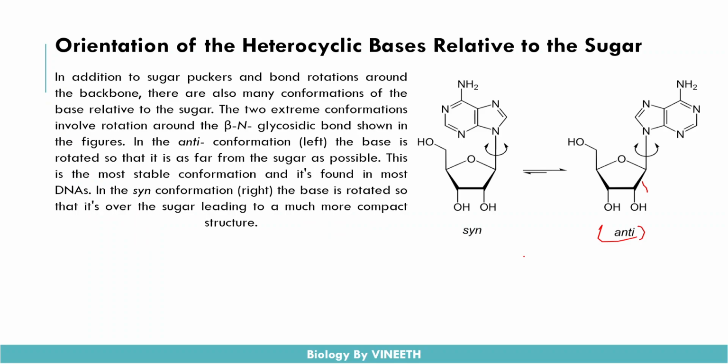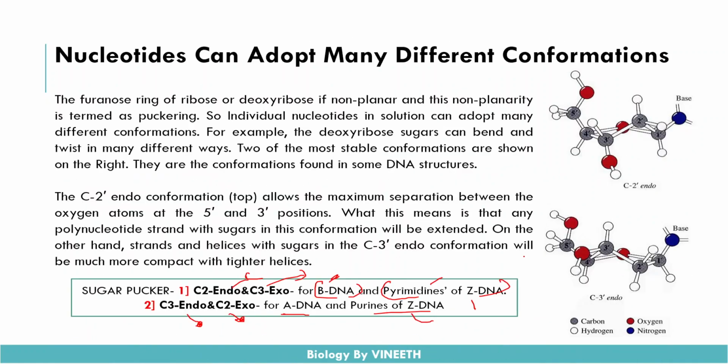The anti and syn conformations also give a lot of unusual properties to DNAs. For example, the majority of Z-DNAs have the syn conformation at pyrimidines, and purines have the anti conformation. That is what I have given here.